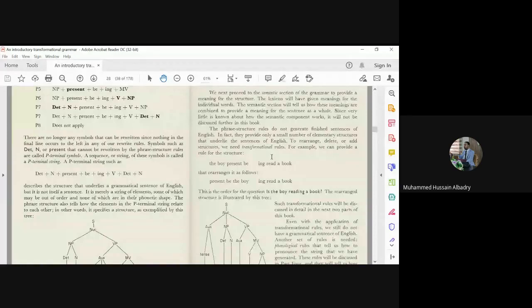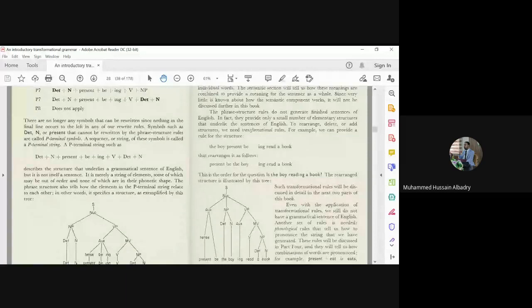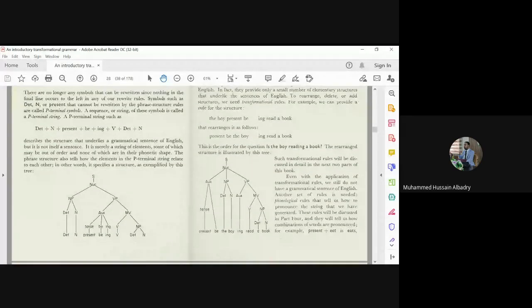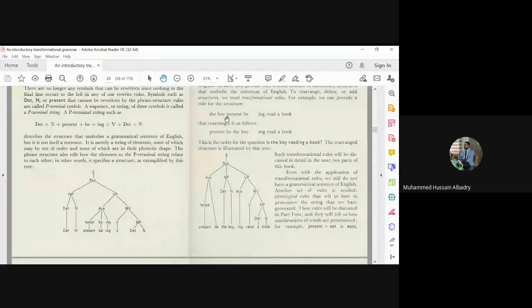يعني قوانين تحولية. نحول. مثل ايش؟ أولا هاي الفكرة مالتها فقط. And this tree diagram. For example, we have the boy present, be ing, read a book. That rearranges, يعني تعيد ترتيبه, as follows. Present, be the boy, ing, read a book. In question.